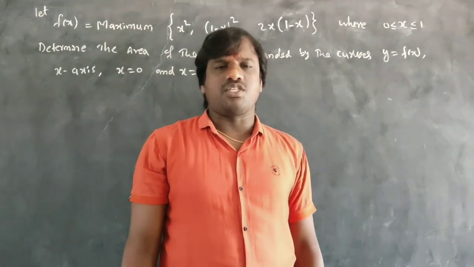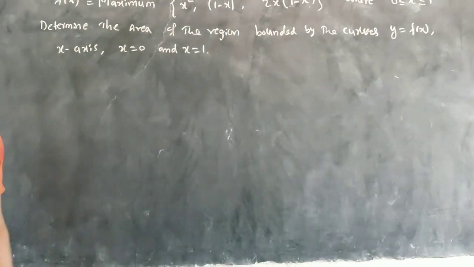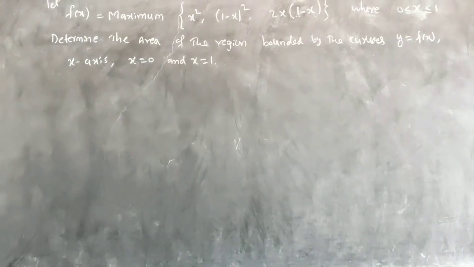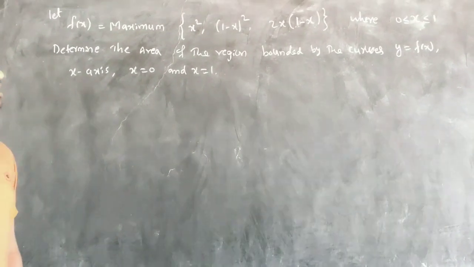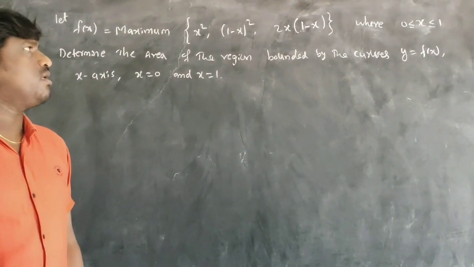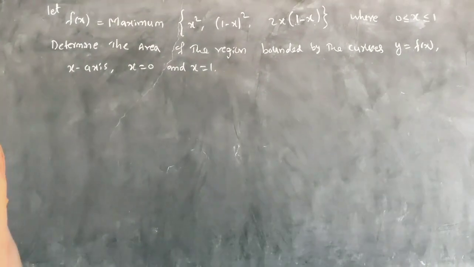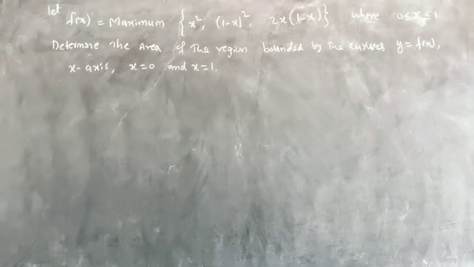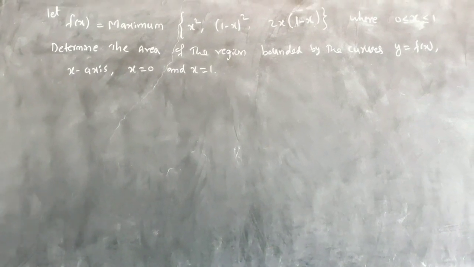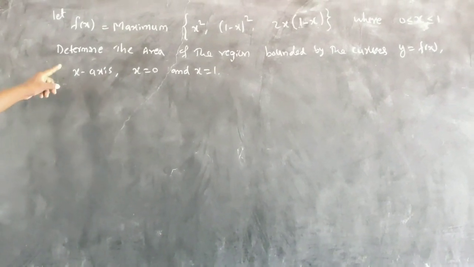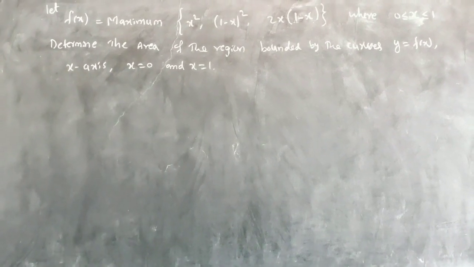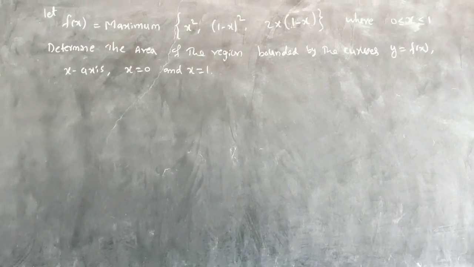Let us see this question. The function f(x) is equal to the maximum of x square, (1 minus x) square, and 2x(1 minus x), where x is between 0 and 1. Determine the area of the region bounded by the curves y = f(x), the x axis, x = 0 and x = 1. This is the question he asked.